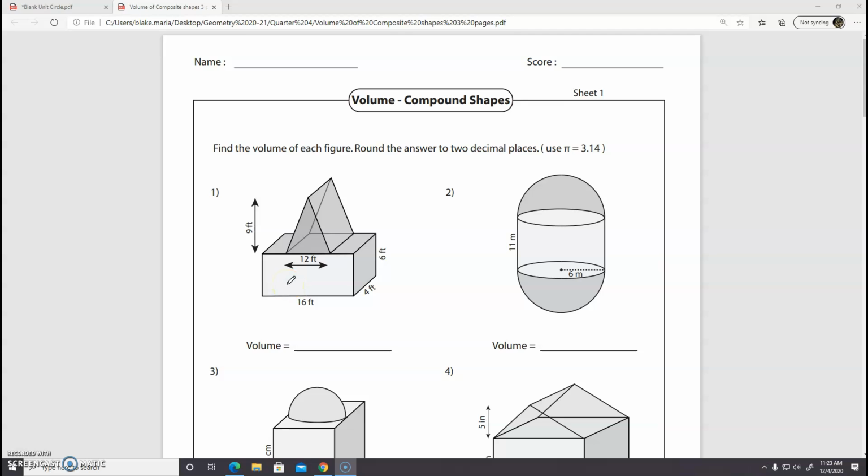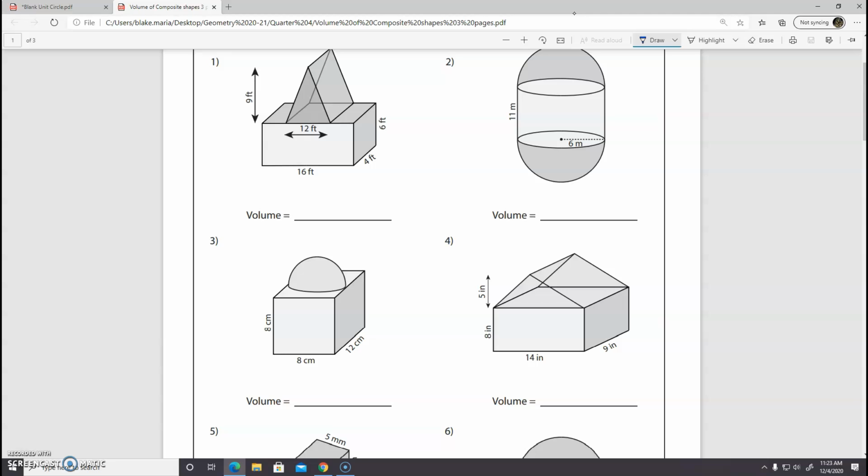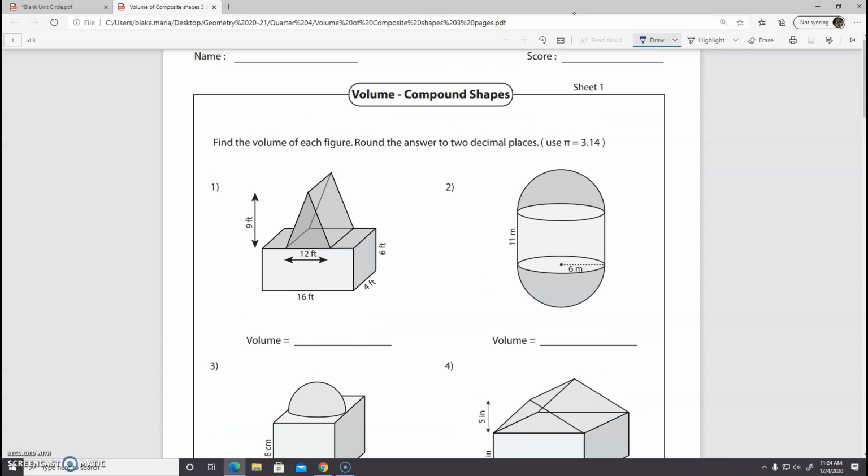All right, today we're going to work with compound, or sometimes you might hear them called composite shapes. All it means is a couple things put together, right? You might have two hemispheres and a cylinder. You might have a hemisphere and a rectangular prism. You might have a triangular prism and a rectangular prism. It could be a couple, could be more than two, but a couple of shapes put together.